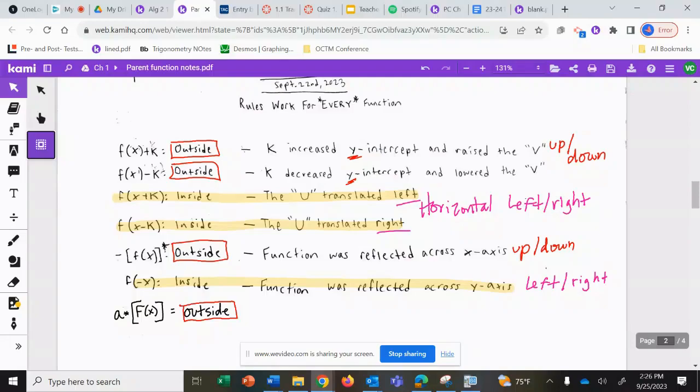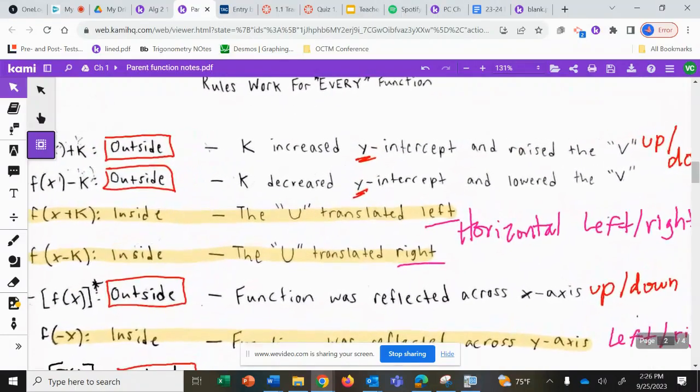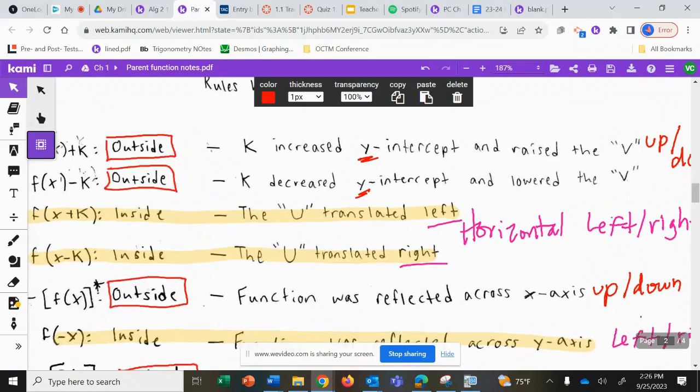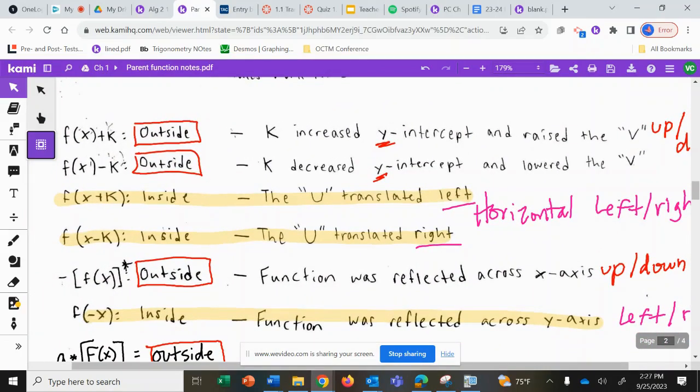So last class we had some outside and some inside transformations. I can't remember if in our class we wrote outside and inside. If we did not, we should add that in. Okay. But anything outside, I kind of put in a box. The new one's at the bottom.